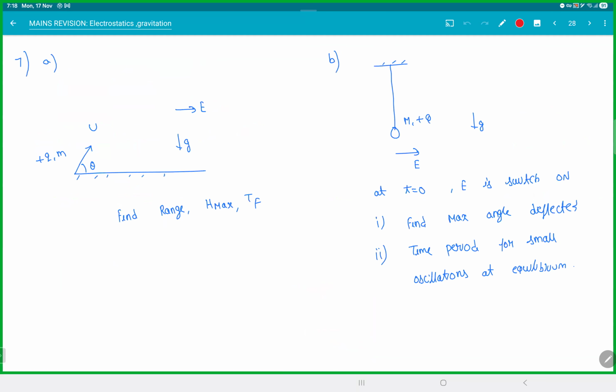Let's get these two. A particle is projected with u and theta, charge q and mass m. There's an electric field, there's gravity. Easy one: find range, h max, and time of flight. Second thing, a pendulum, mass m plus charge q, gravity is there, and someone switched on the electric field at t equal to 0. Find the maximum angle deflected and the time period for small oscillations in equilibrium.